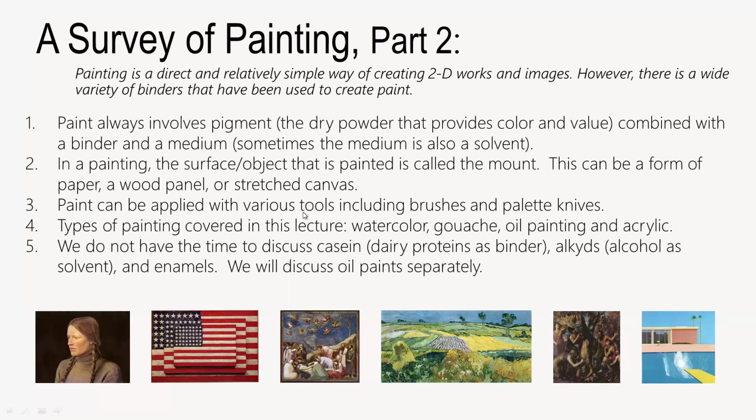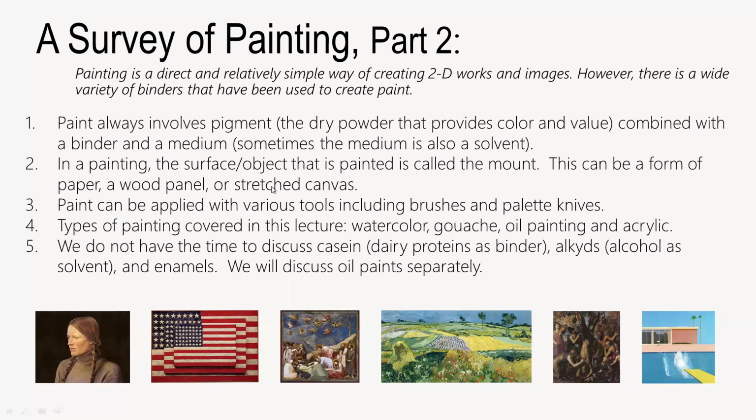As I mentioned in the first lecture, there are lots of kinds of paints and lots of kinds of painting that we don't really discuss. We don't talk about casein, which has actually been a pretty important type of paint at various times in history, or some of the more modern forms of painting like alkyds and enamels and things like that.